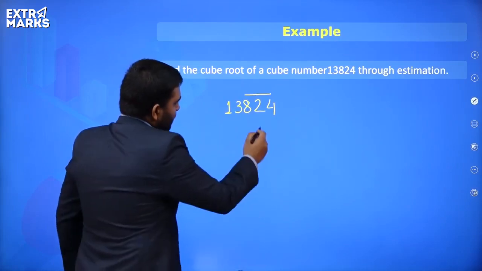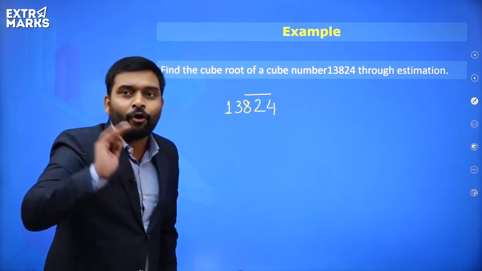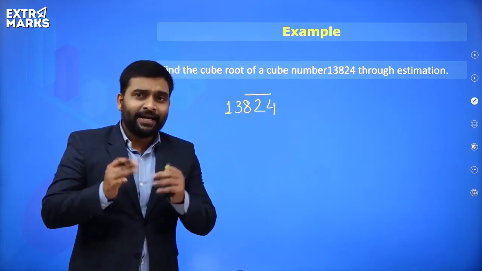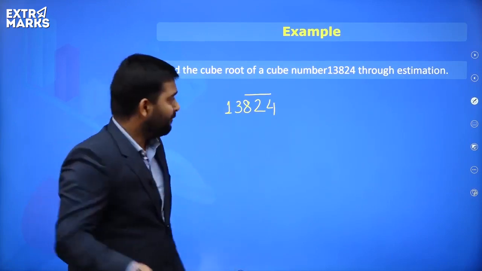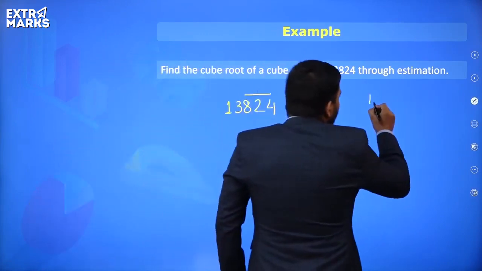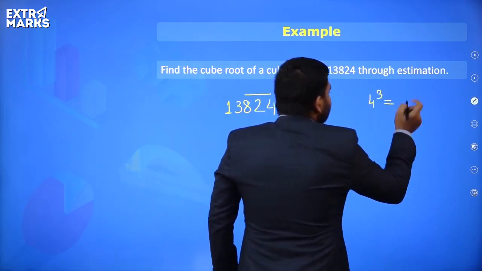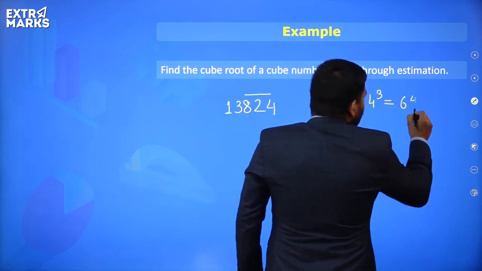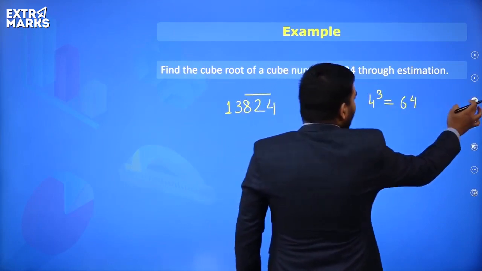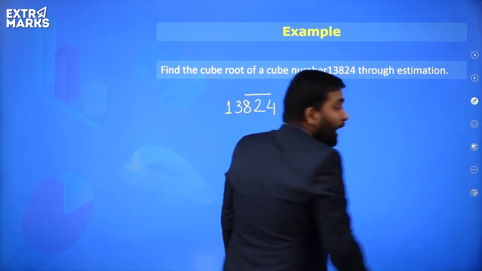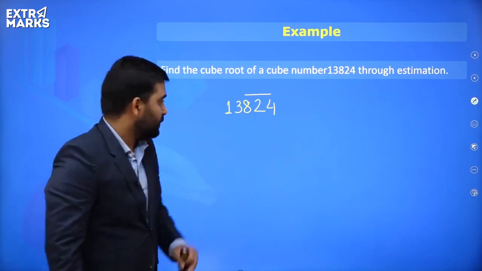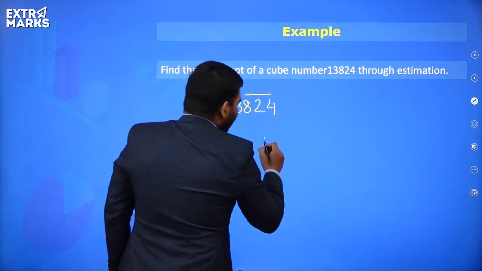Everyone, now see this. A number is ending with 4. So its cube root will end with how much? You'll say 4 only. Why? Remember, 4 cube is how much? It is 64. See? So ending with 4 only. I hope this point is now clear. That is why everyone I asked you to remember the cubes. Right? Ending with 4, so write 4.